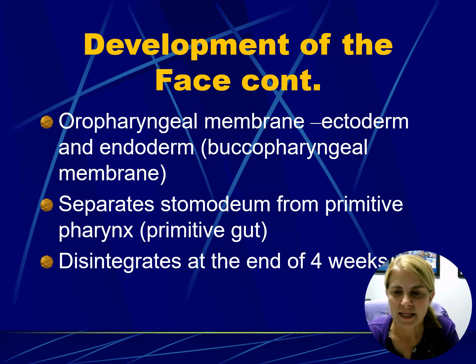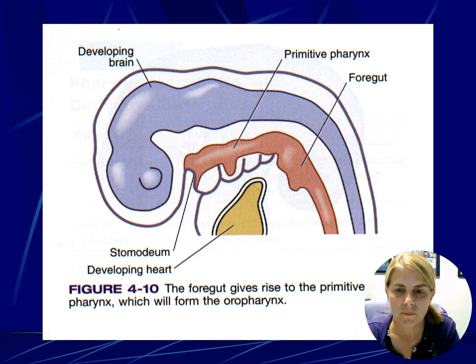It disintegrates at the end of 4 weeks. In this picture, you can see the developing brain, the primitive pharynx and foregut. You can see the stomodeum. The line in between those is where the oral pharyngeal membrane is going to rupture, and then the endoderm is going to be lining the primitive pharynx and foregut, and the ectoderm is going to be lining the stomodeum.